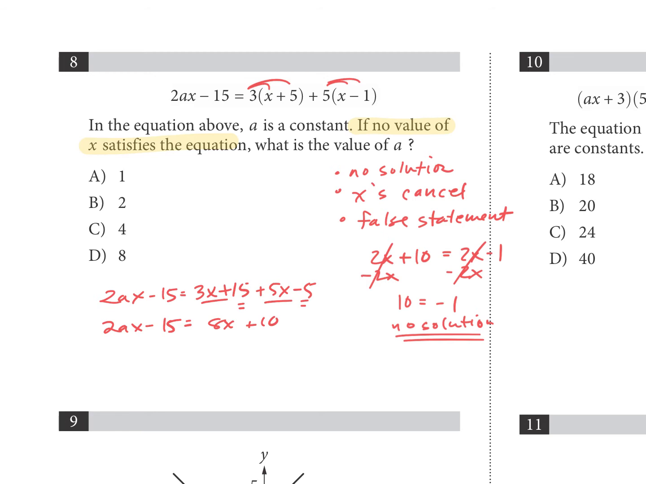Now I'm looking at this, and I can see that if the x's were going to cancel, 2a would have to be equal to 8. So let's see how to make that happen. 2a equals 8 if a equals 4. So that's my answer, 4. That would make there be no solution because the x's would cancel, and then you'd end up with negative 15 equals 10, which we know is false. All right, on to number 9.